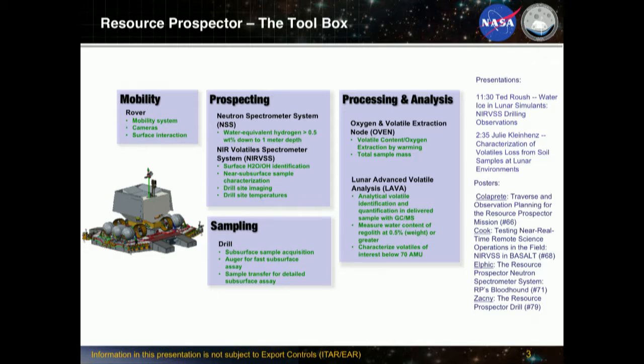It's looking at surface water and OH detection. This is for samples that have been brought up from the dirt, or looking at what's on the surface of the lunar regolith. Once we find a hotspot after we are prospecting, we're going to go and look at sampling.